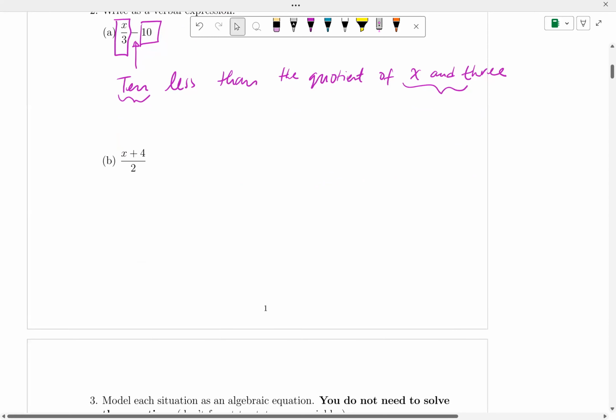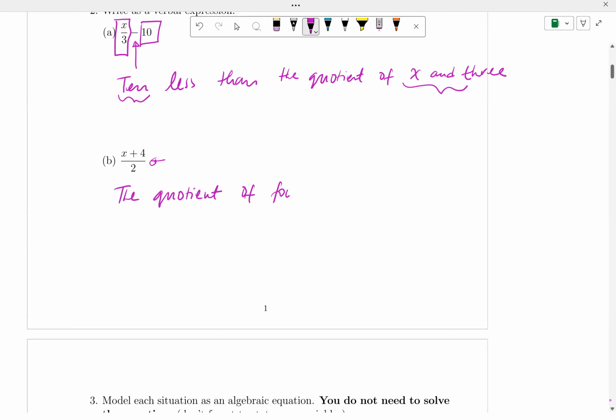Okay, then the next question, it's again a division question, as you can see the division symbol here. So this will be quotient. Remember, division means quotient. So this is the quotient of 4 more than a number and 2. Again, the 2 parts are 4 more than a number right there, x plus 4, and 2, the second piece. So that would be your answer in words.